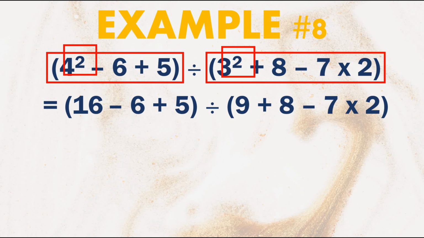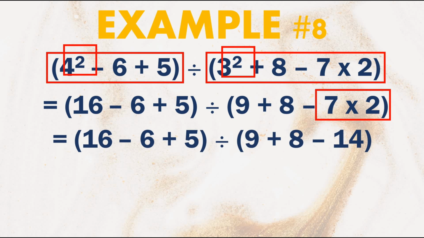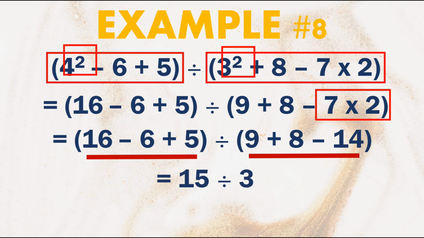So let's highlight multiplication. That's 7 times 2, which is 14. So we have quantity 16 minus 6 plus 5, quantity divided by quantity 9 plus 8 minus 14. So now we are left with addition and subtraction inside the parentheses. So we can proceed from left to right. So for the first one, 16 minus 6 is 10, plus 5 is 15. And then the second one, 9 plus 8 is 17, minus 14 is 3. So we have 15 divided by 3, and the answer is 5.